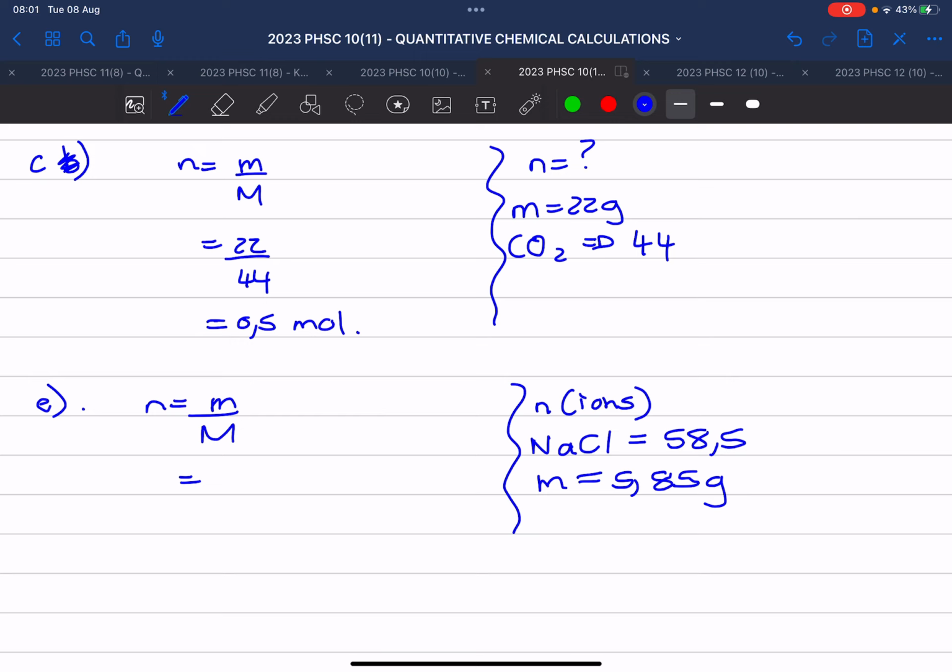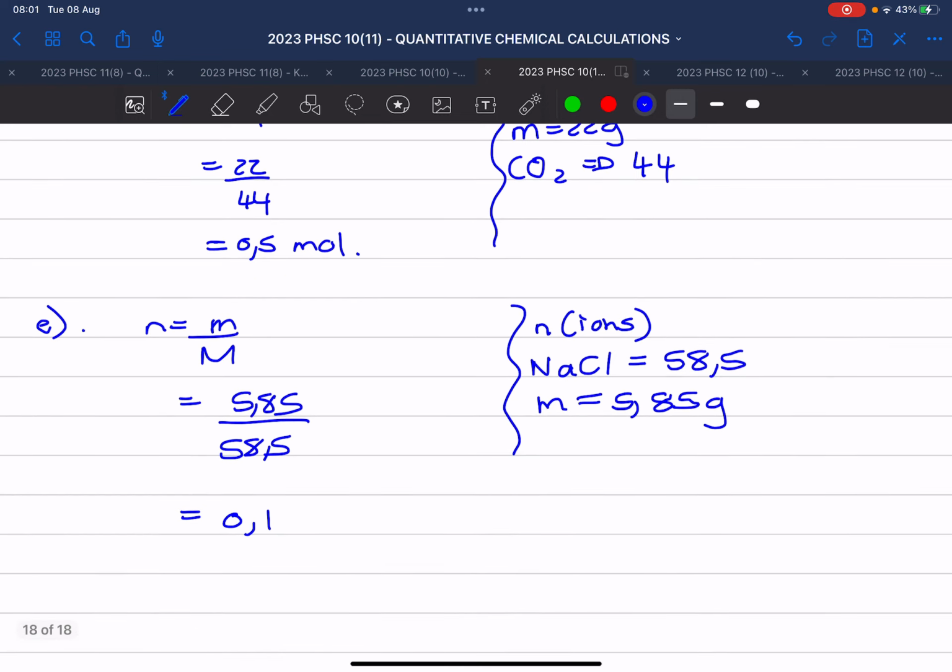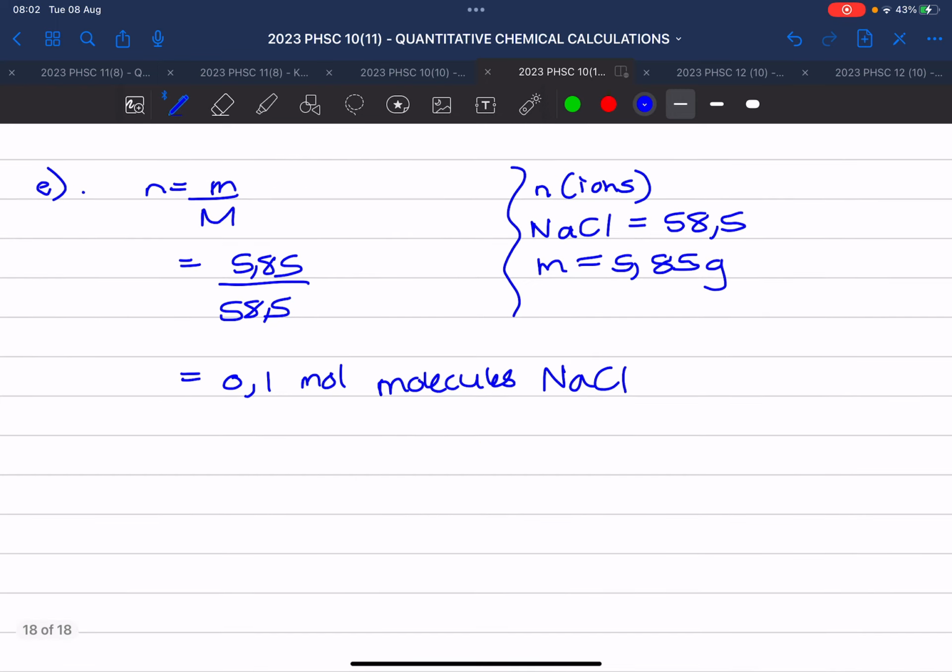The mass is, okay, just listen. The mass is 5.85. The molar mass is 58.5. So that gives you 0.1 moles. But that is 0.1 moles of what? 0.1 moles of the whole molecule, mole molecules of sodium chloride. So your answer is 0.1 mole molecules of sodium chloride.